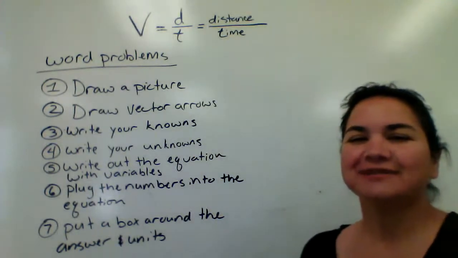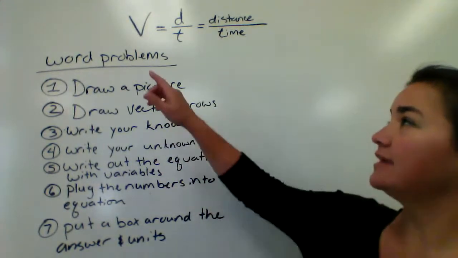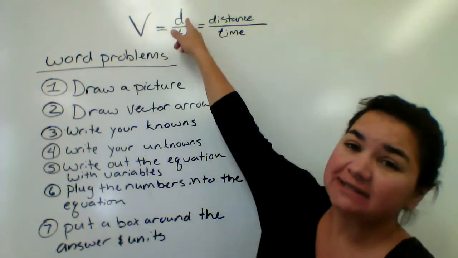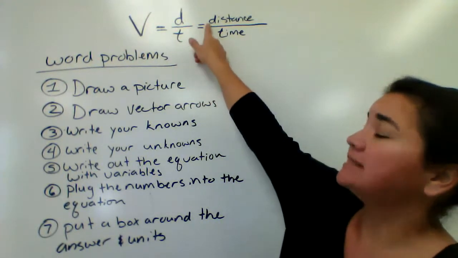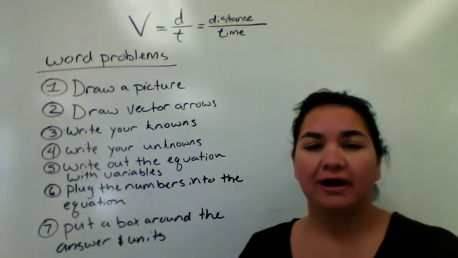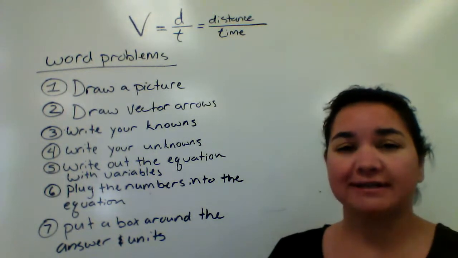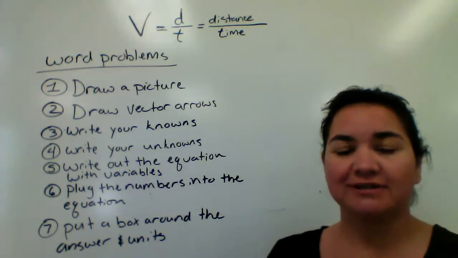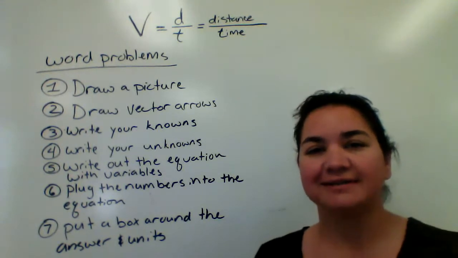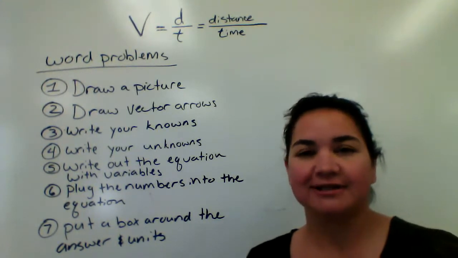Okay, so this is the equation that you learned last week. V for velocity equals distance divided by time. So that distance is how far you traveled, and the time is how long it took you to travel that far. And it is a velocity if you have included the direction someplace in your word problem. If you do not tell me the direction or draw a picture of the direction, then it's a speed, not a velocity, because velocity is a vector.